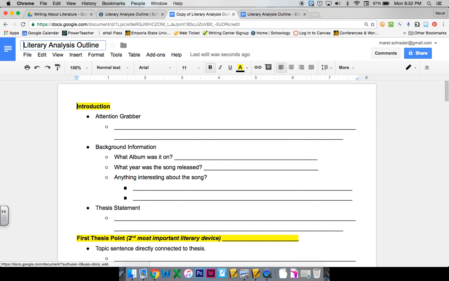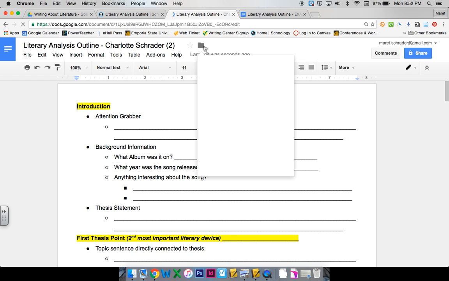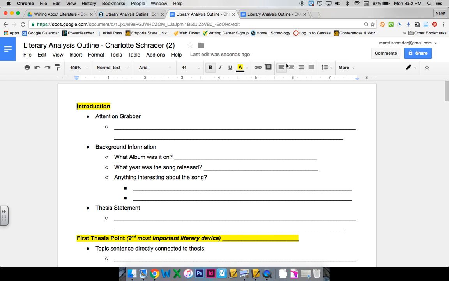So you can go ahead and delete "Copy of," and then up here where you have literary analysis outline, go ahead and just put your first and last name in there, and you could even put your hour if you wanted to. Okay, and then click on that folder to move it to your English folder in your Drive. Okay, so once that's done, now we're ready to start on our outline.